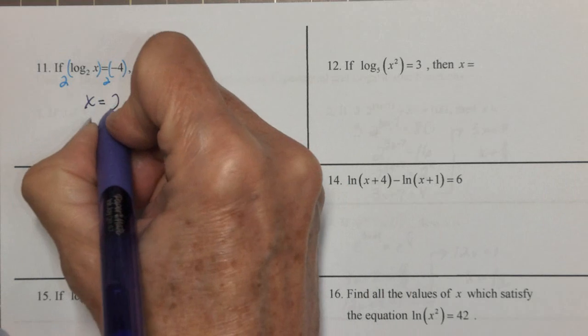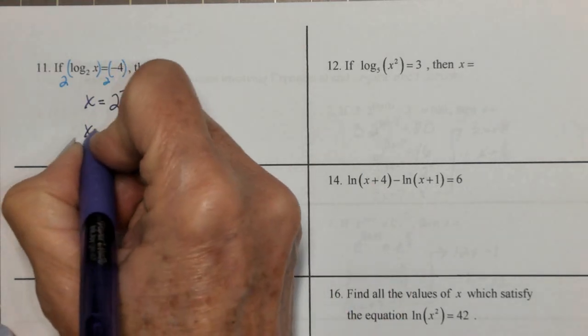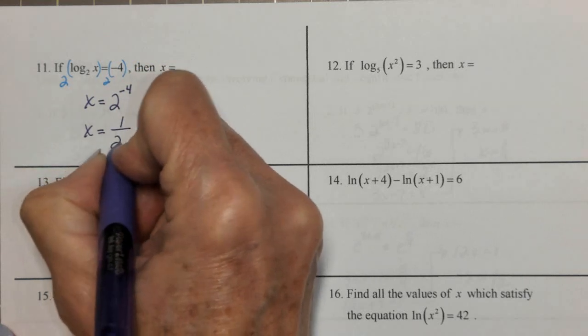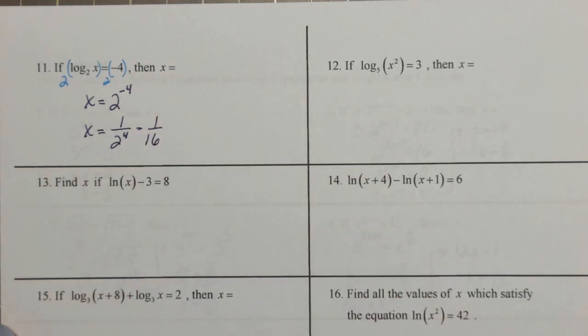And then I just have 2 to the negative 4 on the other side. And 2 to the negative 4 is 1 over 2 to the 4, which is 1 over 16. x is 1 over 16.